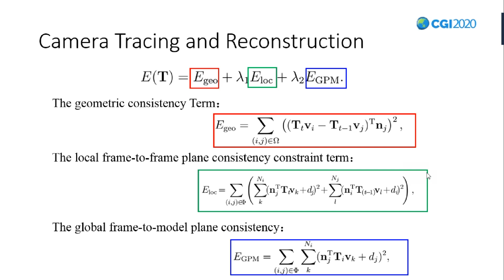We use the Gauss-Newton method to solve this equation to obtain the camera pose of each frame. Then we fuse the depth data into the global model using the camera pose of each frame to reconstruct the model.